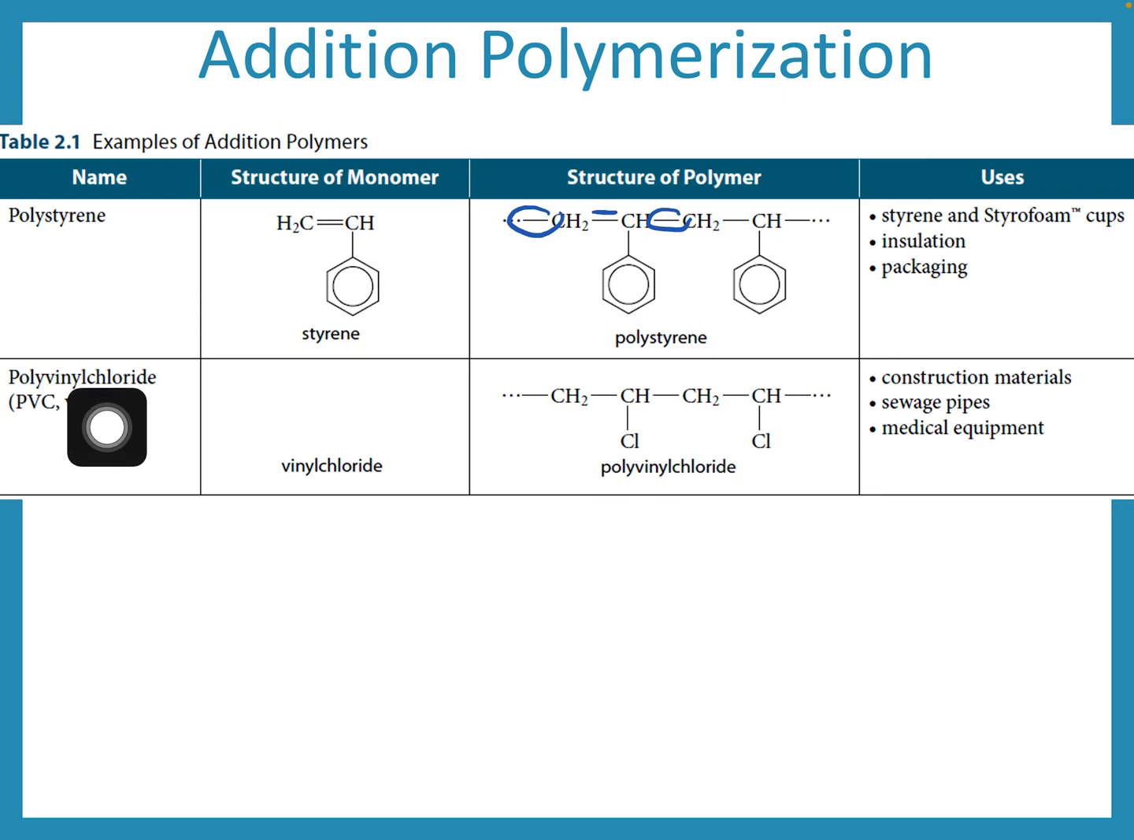PVC or polyvinyl chloride is another polymer that we see, and if we look over here at the polymer, we see CH2CHCl, CH2CHCl, so we can see the repeating unit over there. That is called vinyl chloride. This is a common name, not an IUPAC name. And then we can see we have a double bond here, which is going to break as the multiple units attach to one another. And PVC is used in construction materials, sewage pipes, medical equipment.